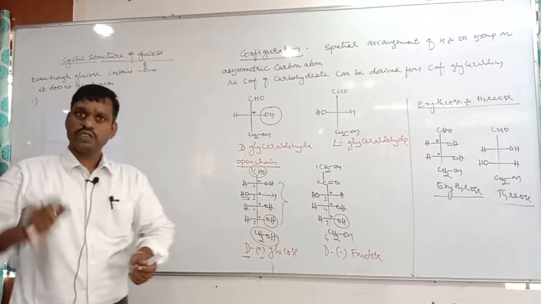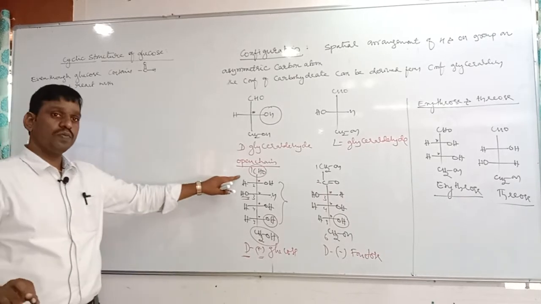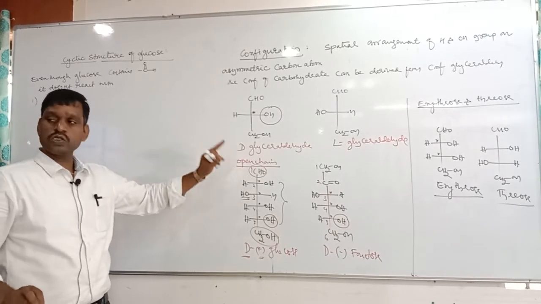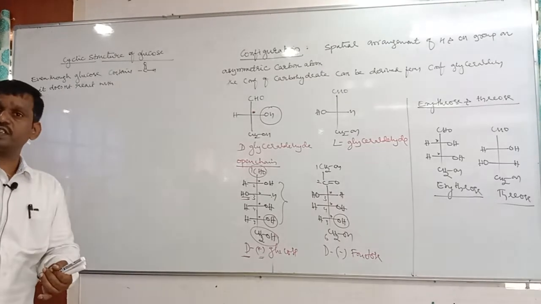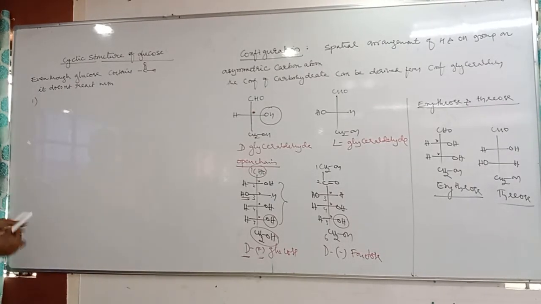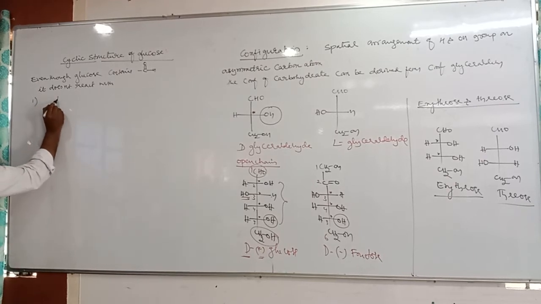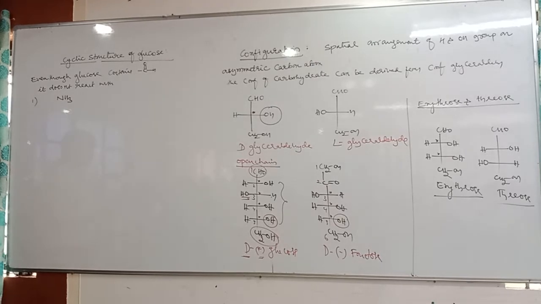Next, see, even though glucose contains an aldehyde group, it does not react with some aldehyde reagents. For example, glucose does not react with ammonia, but actually all aldehydes react with ammonia. Even you have studied the preparation of amines. Aldehyde reacts with ammonia, it forms imine. This imine undergoes reduction to form amine. Yes or no? Aldehydes as well as ketones react with ammonia. Even though glucose contains an aldehyde group, it does not react with ammonia.